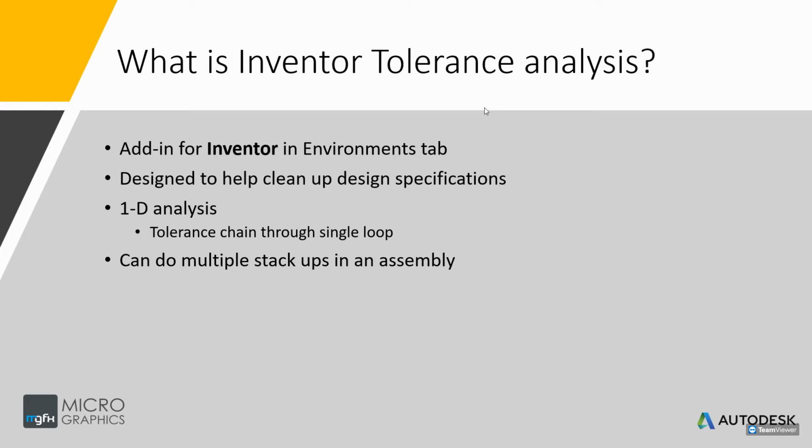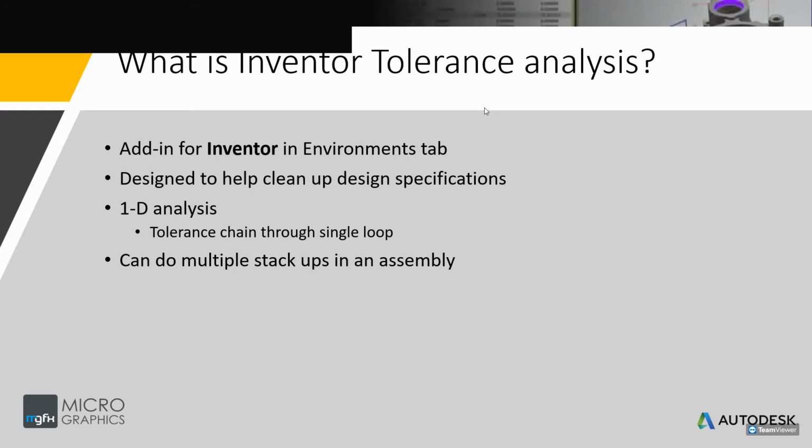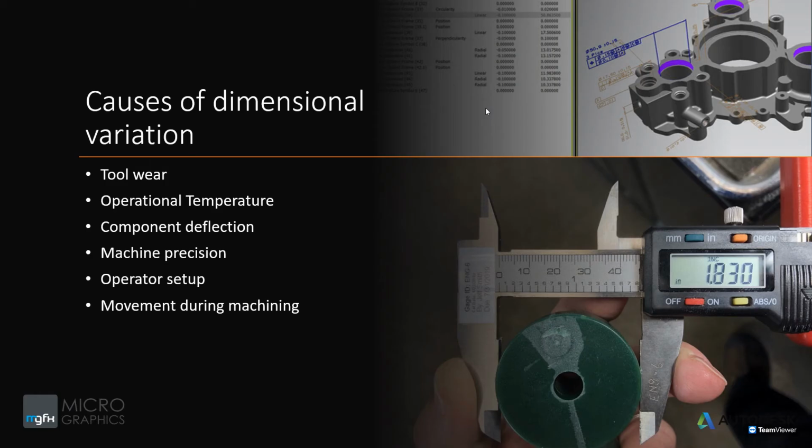Okay, and just to reiterate, even though it's a 1D analysis, we can do multiple stack-ups in an assembly. So you can do a 1D analysis in your X direction, for example, and then you can do a 1D analysis in your Z direction, as an example. Okay, so what are the causes of dimensional variation?